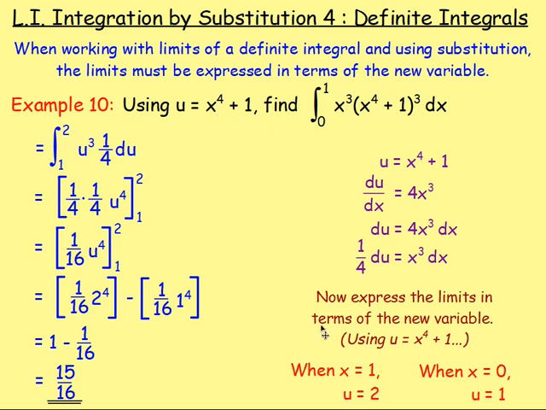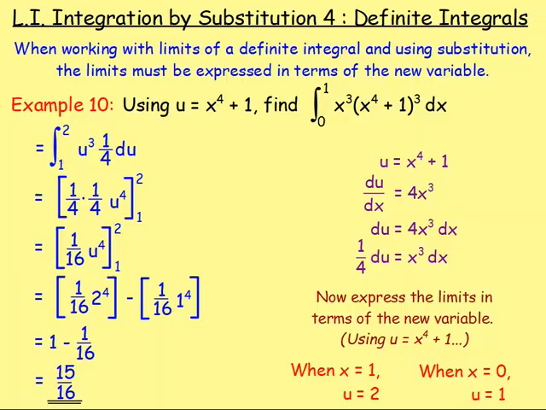That would give you a 1, so we know at the bottom we're going to have 1. And when x is 1, well, 1 to the power of 4 plus 1 is 2. So we know the limit at the top will be 2. We're rewriting all this in terms of u, and then we're just back to what we were doing. Integrate, simplify, sub in the values, and work it out.